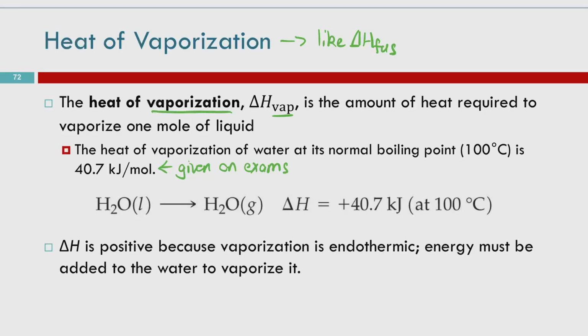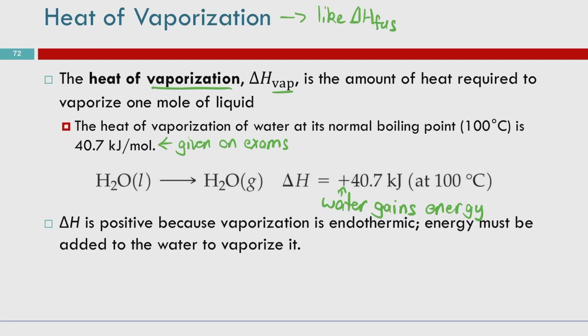And it's a positive value for delta H because you need to absorb energy. Water needs to gain the energy in order to become a gas. It takes a lot of energy to boil water. You probably don't remember, but our delta H of fusion was like 6 compared to this is almost 41. So it's way, way more energy to vaporize it than it is to melt it.